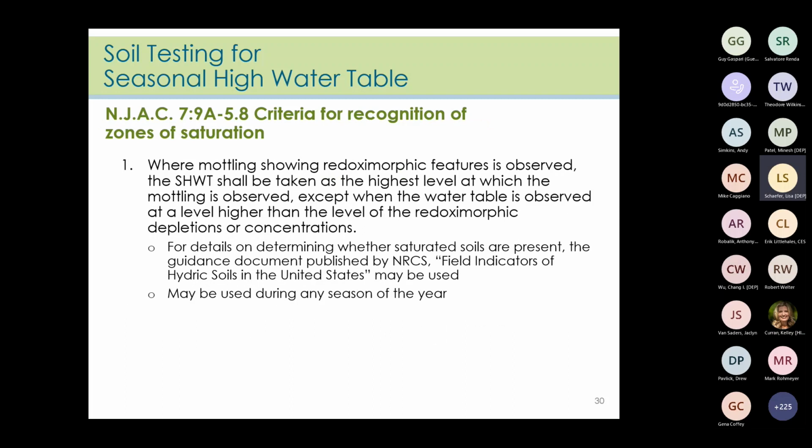All right, so when you set out to determine the location of the seasonal high water table, basically you're using your visual observations to help you decide what part of this requirement you fall into. Where redoximorphic features such as mottling are observed at any time of the year, you're going to take the seasonal high water table to be located at the highest level at which those redoximorphic features are observed, except when the water table is observed at a level higher than the level of the redoximorphic depletions or concentrations. Okay.